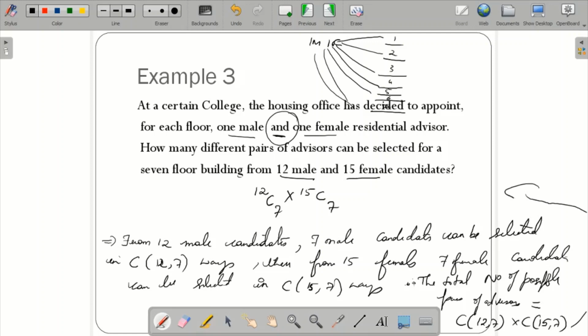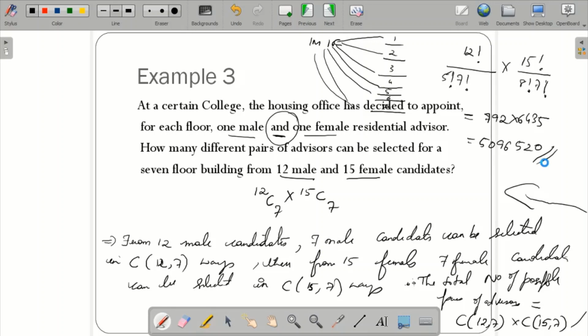The continuation I'll write over here. The answer is nothing but 12 factorial divided by 7 factorial into 12 minus 7, which is 5 factorial, into 15 factorial divided by 7 factorial into 15 minus 7, which is 8 factorial. So this will give the answer as 792 into 6435, that is equal to 5096520. So this is the answer for example 3.